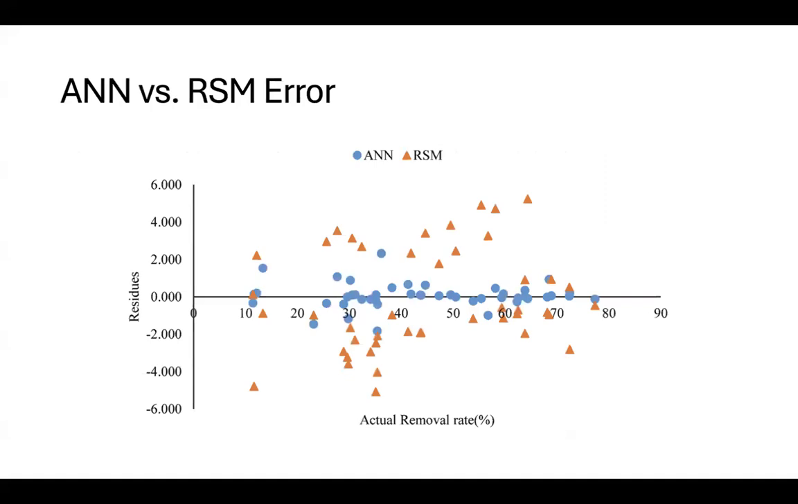The artificial neural network results were also compared to the results of a response surface methodology or RSM model. And this found that the ANN error is a lot lower than the RSM error. As you can see, the data points of the ANN are a lot closer to this line than the RSM data points are.